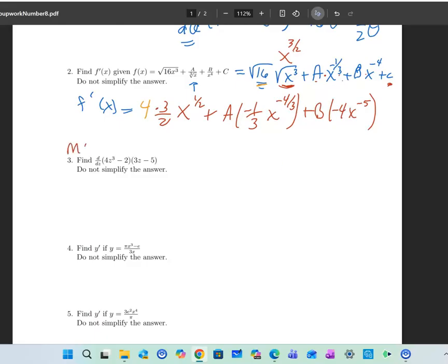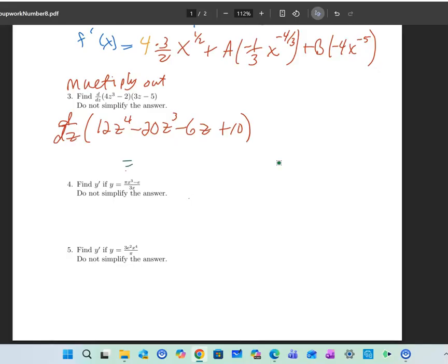So this one you must multiply it out. So you have to take the time to do that. So I'm going to take the derivative of, let's see, multiply these two things, and I get 12z to the 4th minus 20z cubed minus 6z, and then plus a 10. Now I'm going to take the derivative, so I carry the 12 along, take the derivative, and I get 4z cubed. Carry the negative 20 along, and I'm going to have 3z squared, right? Bring the number down, subtract 1 from the exponent.